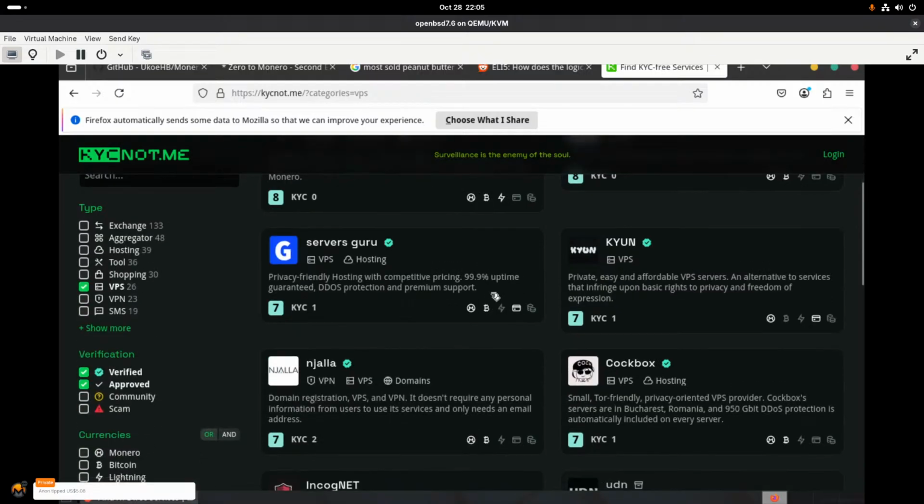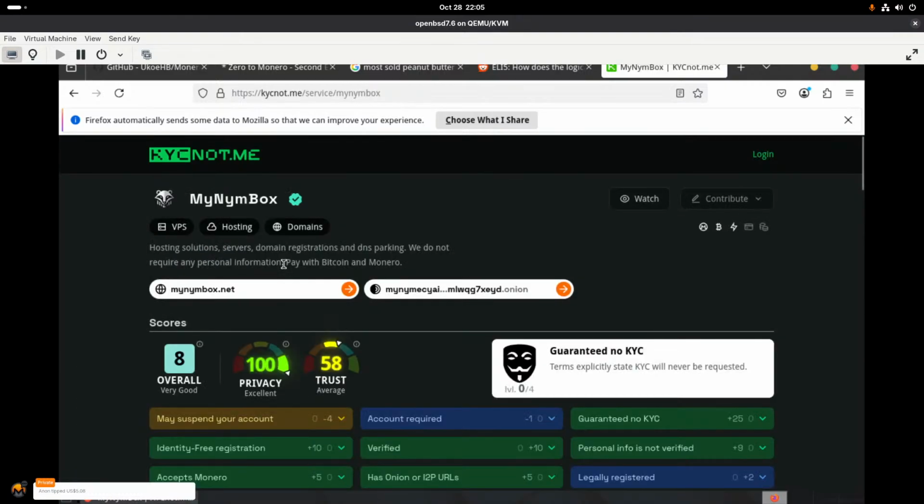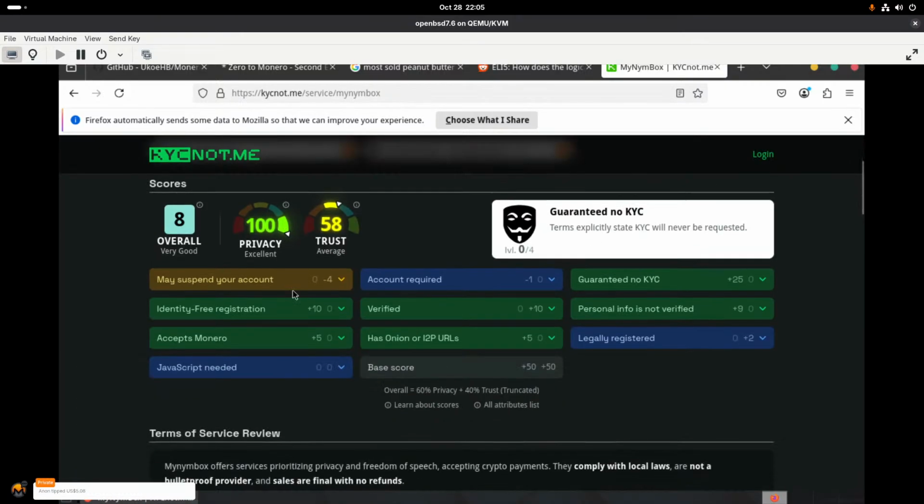So it seems like the best option is SporeStack and MyNymBox. May suspend your account, by the way. Their trust is pretty low.